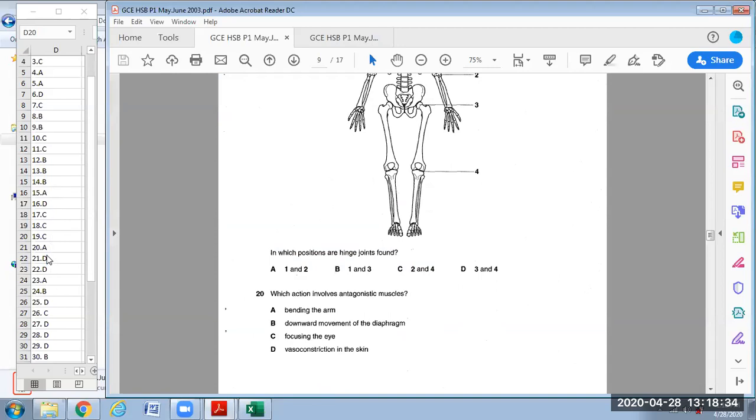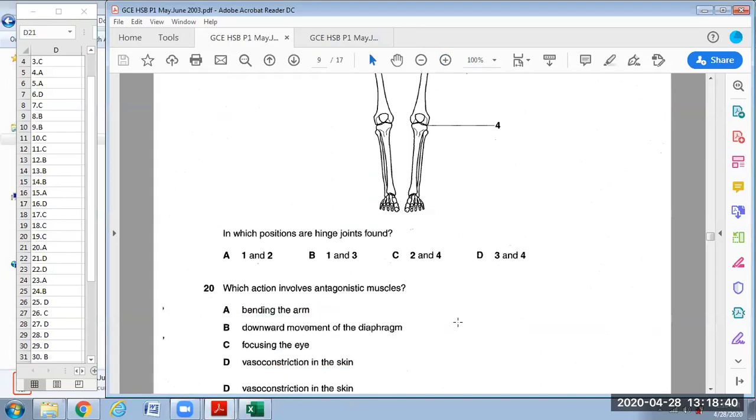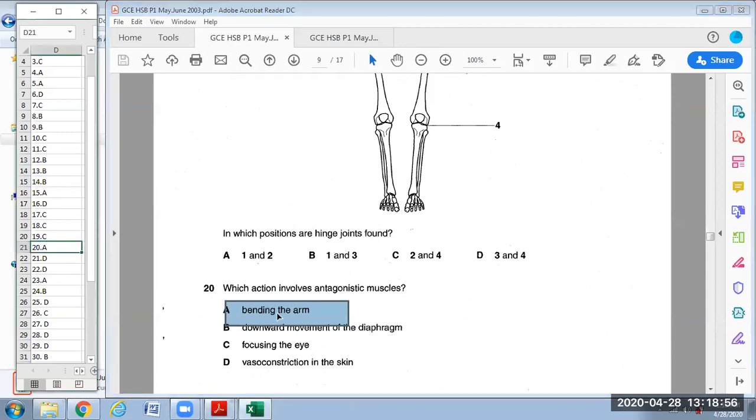Which action involves the anterior muscle? The answer would be E. No, C. Bending the arm. So number 20 is A. Bending the arm because you're using your bicep and your tricep. Those are the antagonistic muscles.